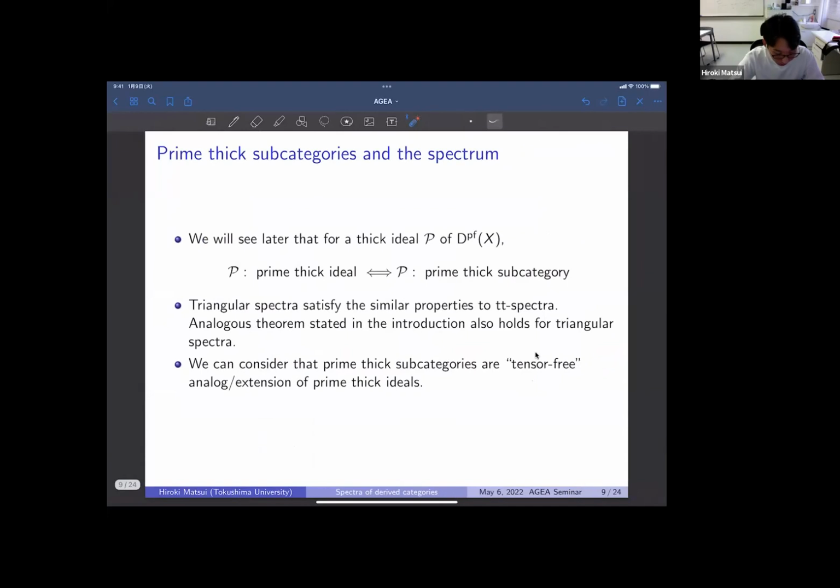Let me give some remarks about this topological space. We will see later that for a thick ideal P of the perfect derived category, P is a prime thick ideal if and only if P is a prime thick subcategory. So if we restrict to thick ideals, prime thick ideals and prime thick subcategories are the same concept.